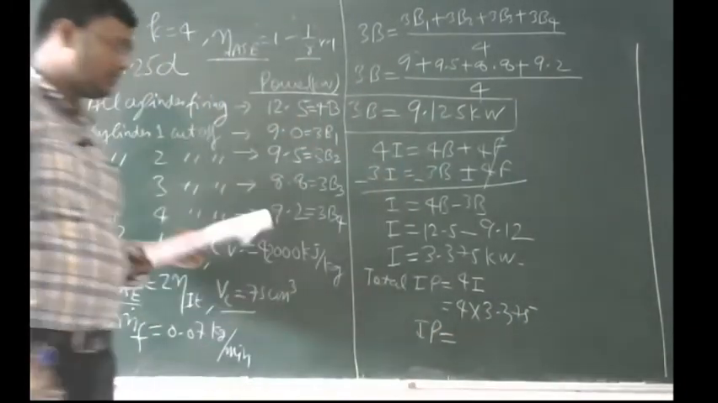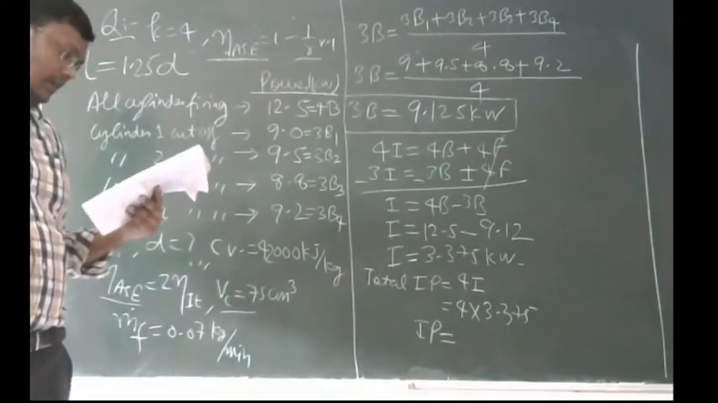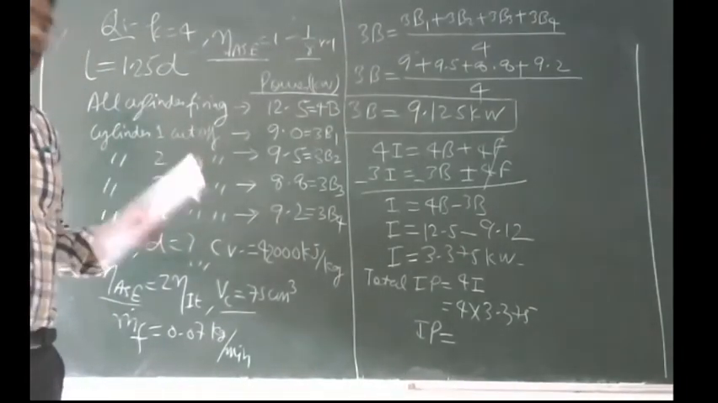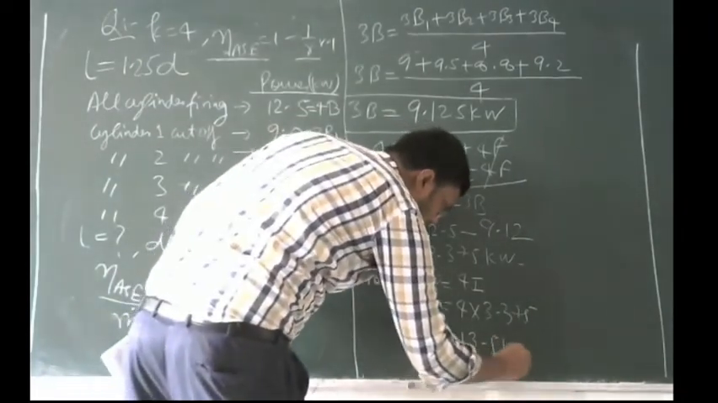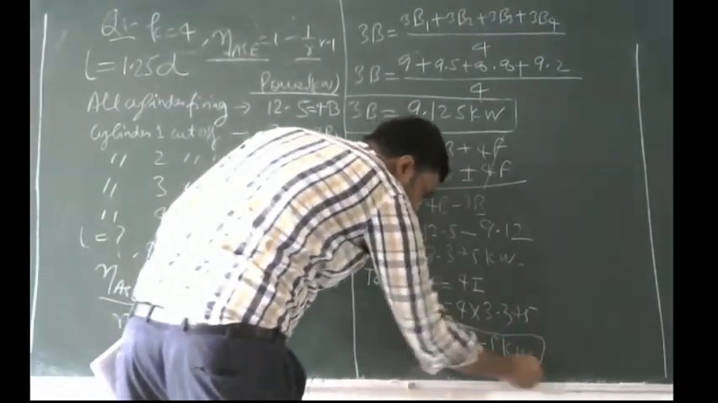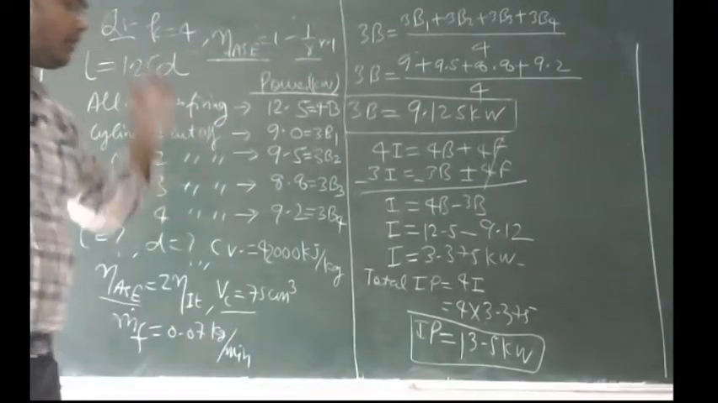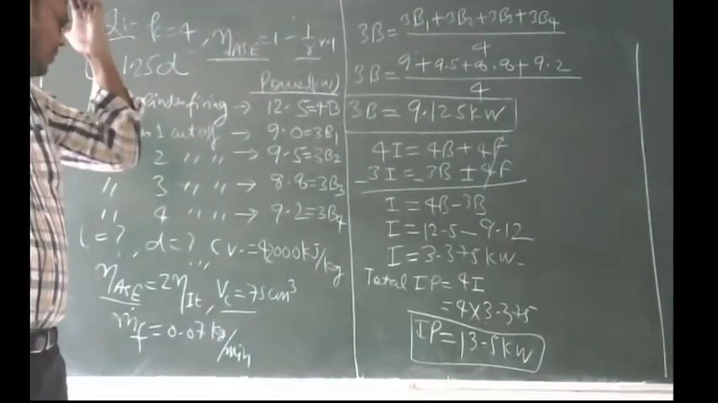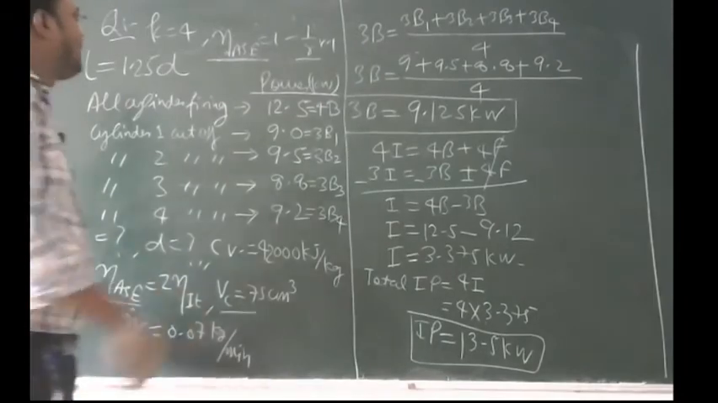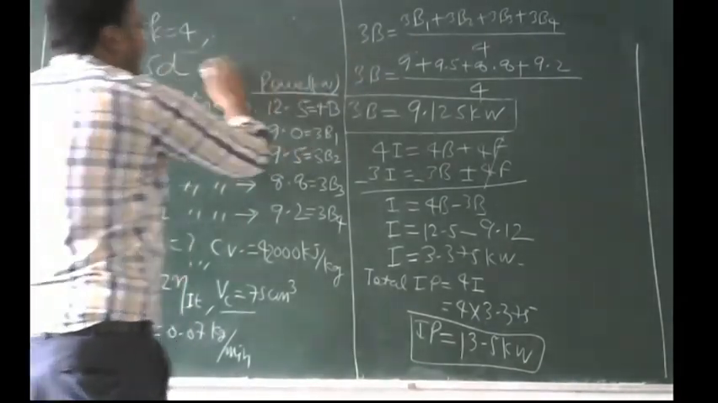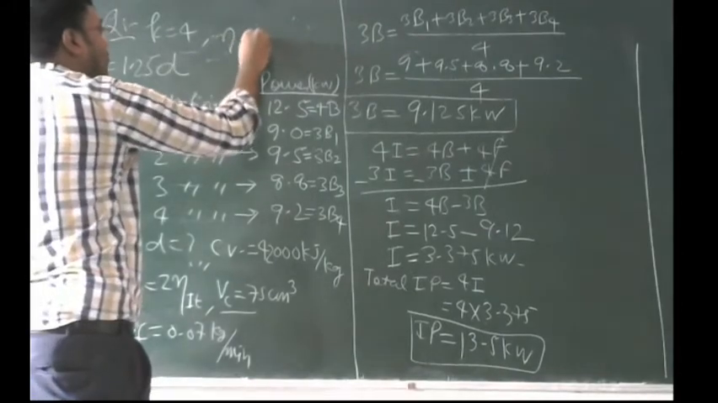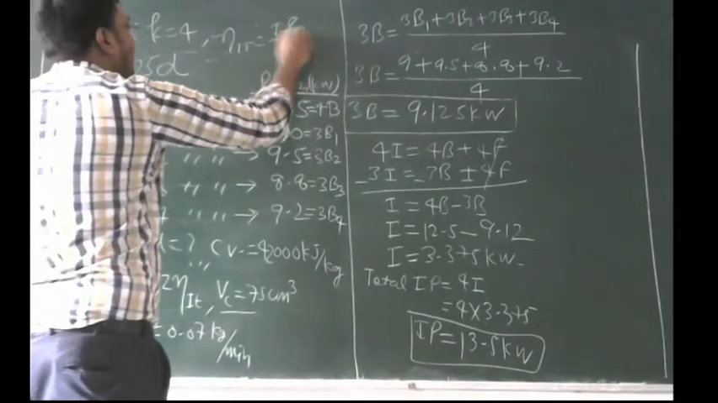IP is equal to, it will come equal to 13.5 kilowatt. Okay, this is the value of IP. Now we have the value of IP, so we can easily calculate the value of eta, the indicated thermal efficiency. Eta indicated thermal efficiency is equal to IP by heat addition.